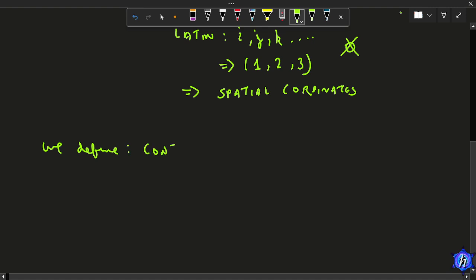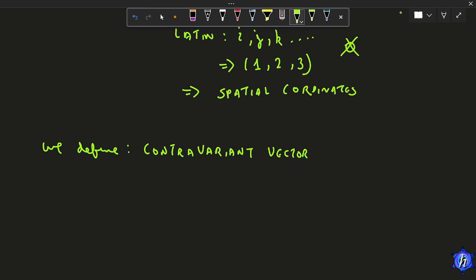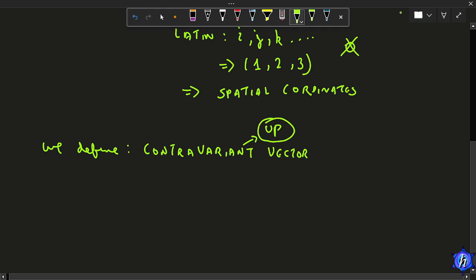So let's go ahead and define what's called the contravariant vector. If you have studied the special theory of relativity, you might know that there exists something called a contravariant vector and a covariant vector. Contra means up. So the index that we use must be up, that is x mu, and as per our notation, they take the values 0, 1, 2, and 3.